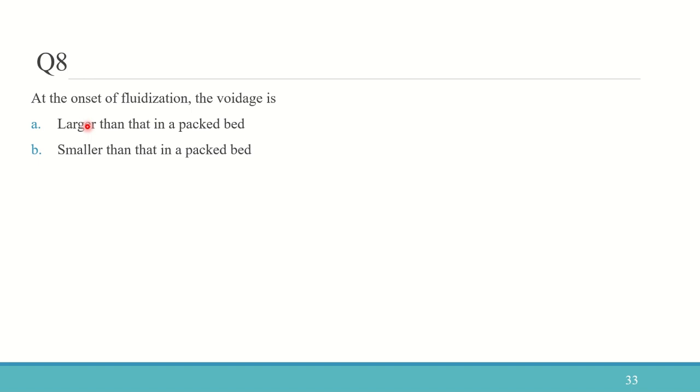Now we will go to question 8. In question 8, it is given that at the onset of fluidization, the voidage is, option A, larger than in a packed bed, option B, smaller than that in a packed bed, option C, equivalent to that in a packed bed, option D, none of the above.